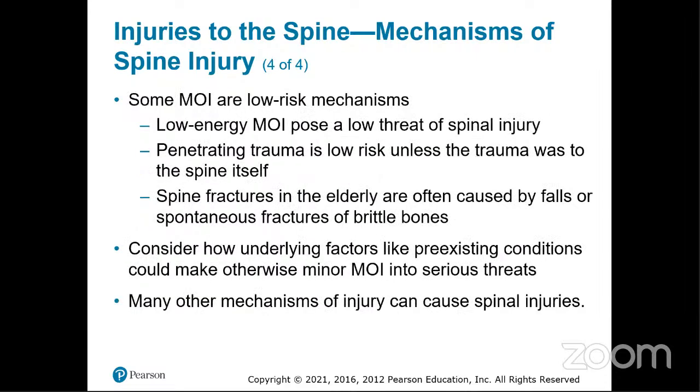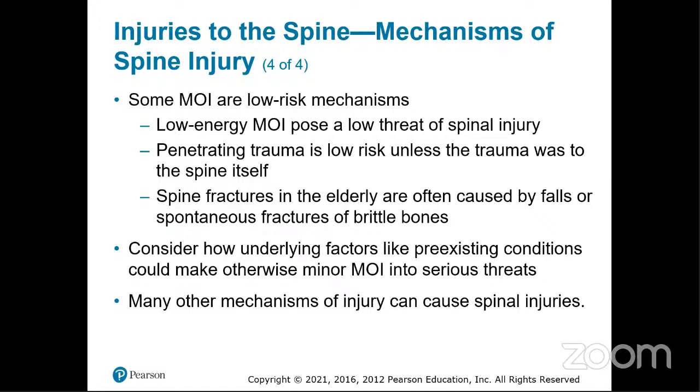Some low risk would be low energy mechanisms. I've seen a few spinal and back injuries when they just fell out of bed. Low risk, but it still can happen. A drunk guy going way slow rolled off the road at 5 miles an hour. He didn't get ejected, wasn't high speed, but he still had injury. Penetrating trauma usually is low risk unless it was directly into the spine.